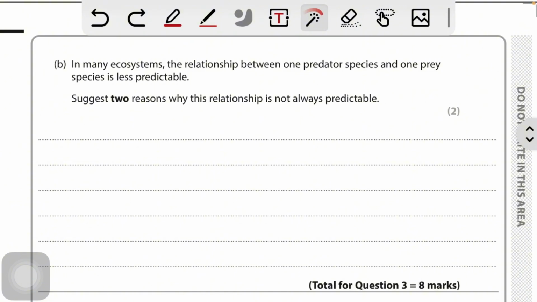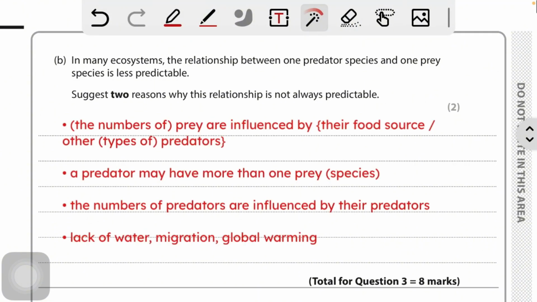So now let's say the answer. The number of prey is influenced by their food source or other types of predator. A predator may have more than one prey, like more than one species of food. The number of predators is influenced by their own predators. Lack of water, migration and global warming can also be reasons for this. Okay, this is enough for 2 mark questions. So this is the end of question 3. See you in question 4.